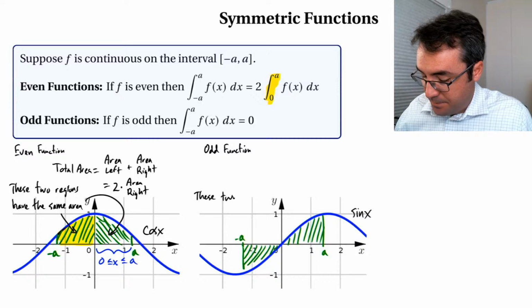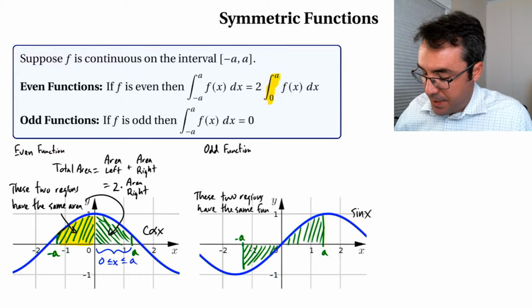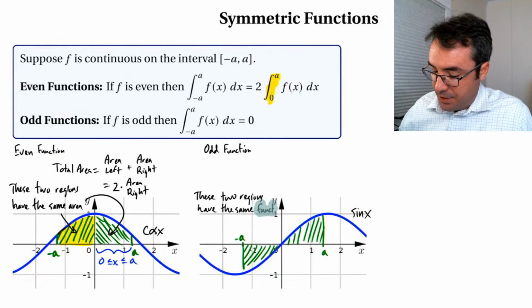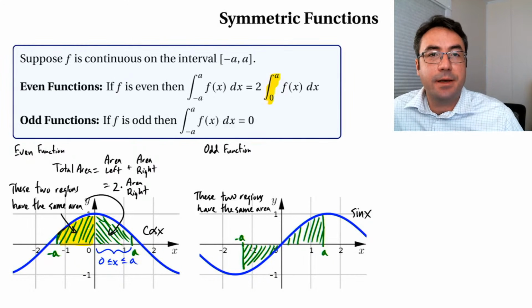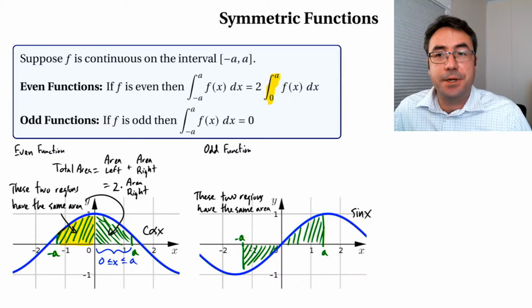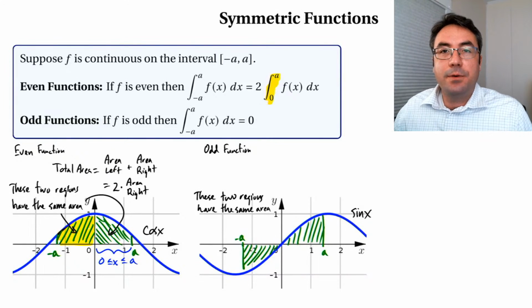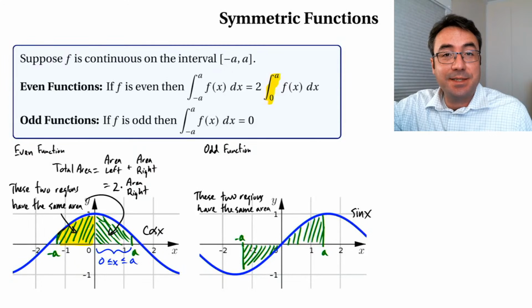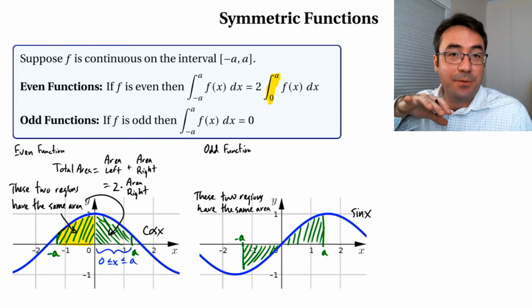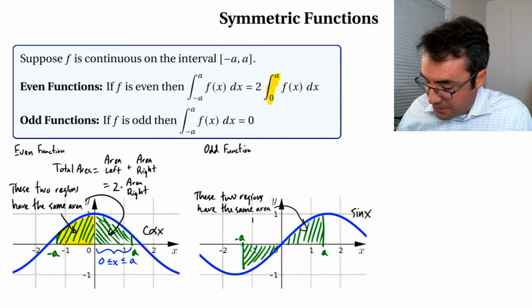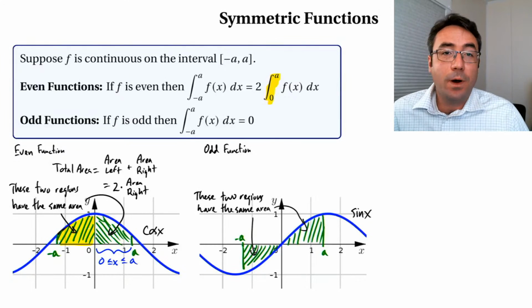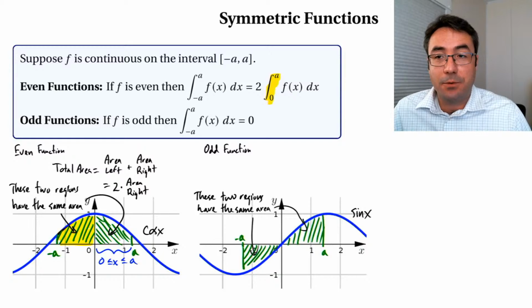So we run into the same kind of idea here. Odd functions are symmetric, but they're symmetric through the origin, so they look like a reflection through the origin. But now the region that sits above the x-axis on one side of the y-axis is below the x-axis on the other side. So these two regions have the same area, but one of the regions is above and one of them is below.